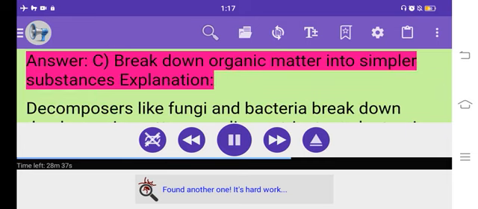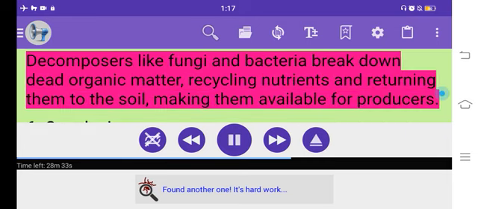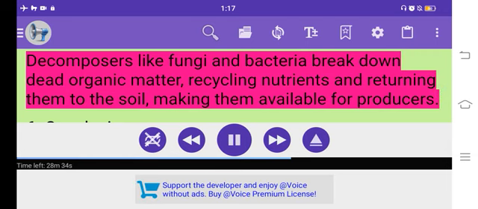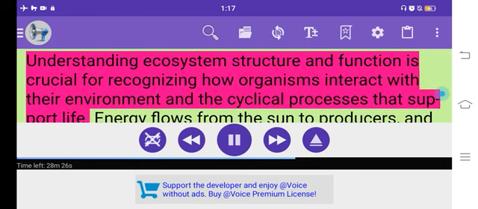Break down organic matter into simpler substances. Explanation. Decomposers like fungi and bacteria break down dead organic matter, recycling nutrients and returning them to the soil, making them available for producers. 6. Conclusion.